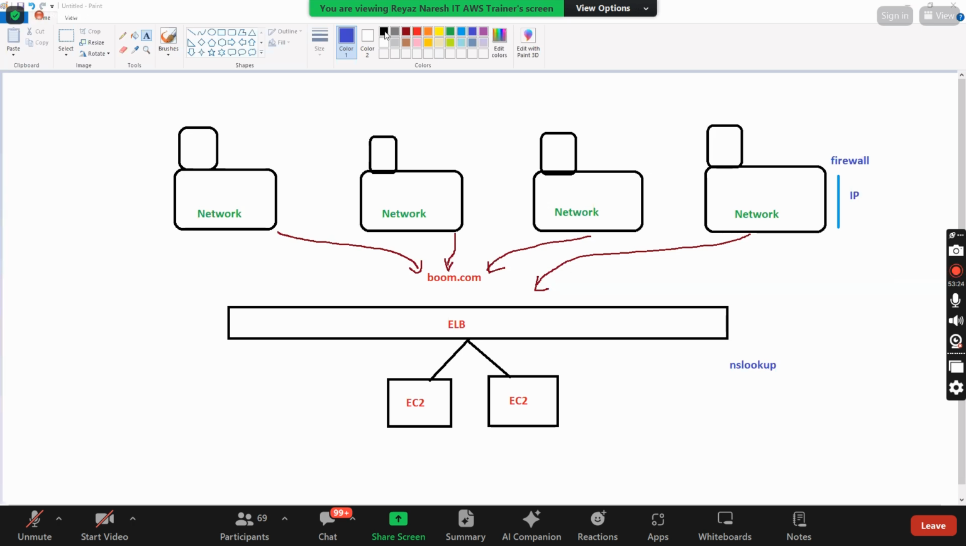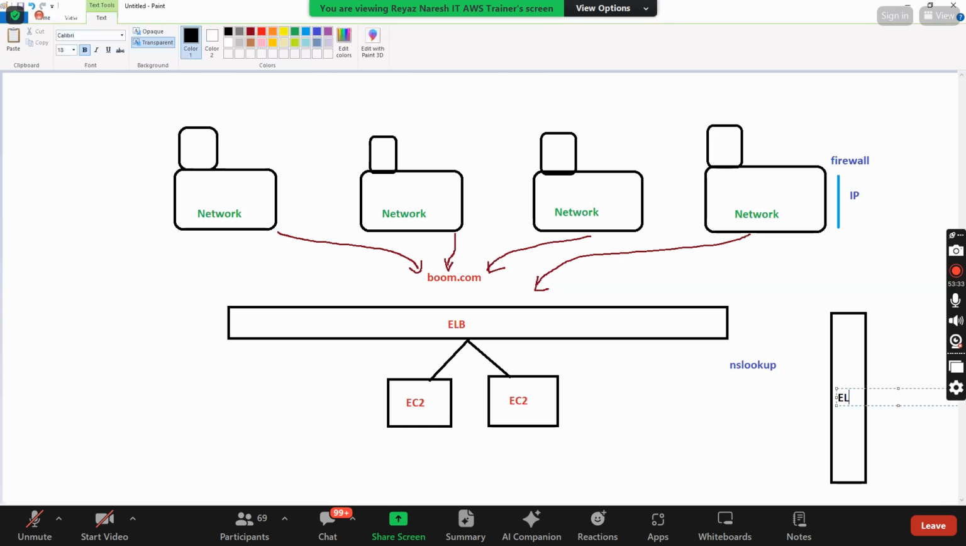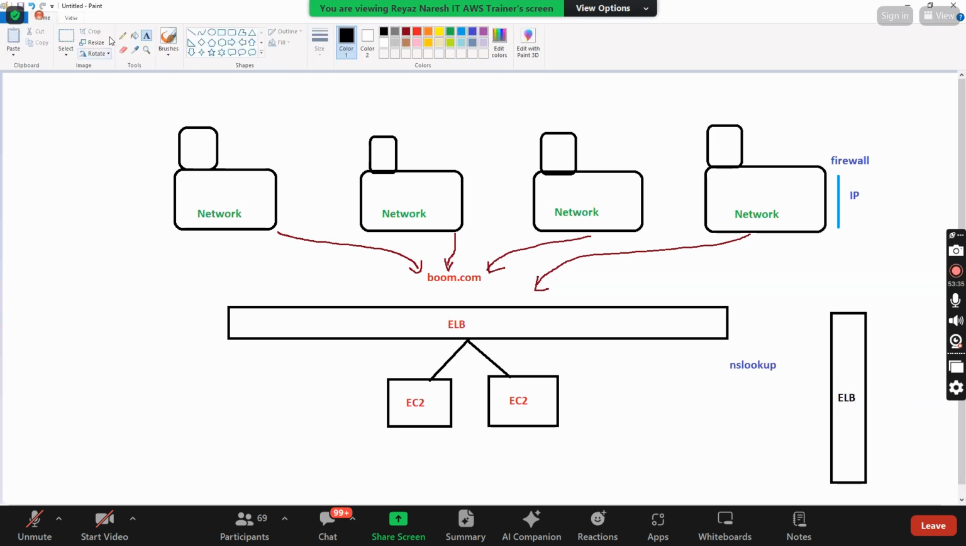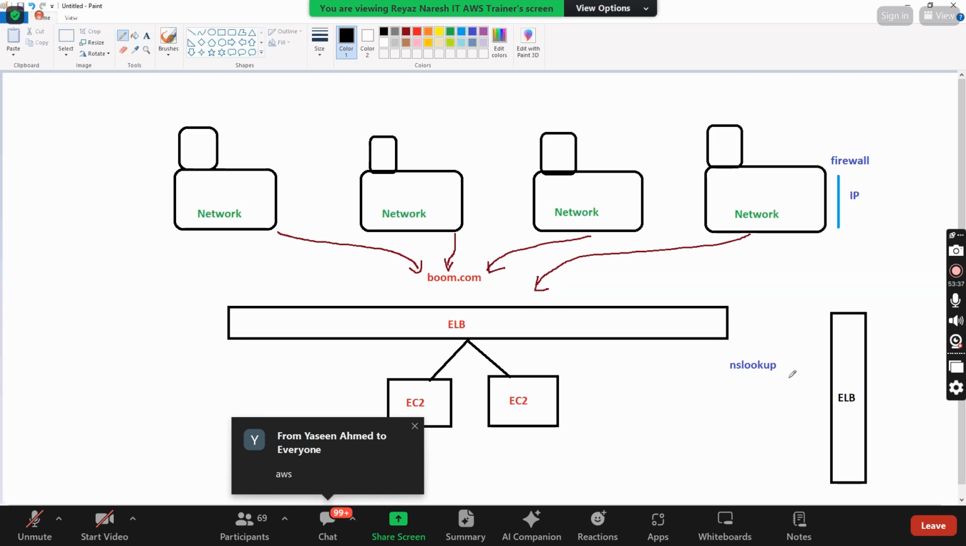Hey, Riaz, you know that we have a load balancer. Load balancer. Yes or no? ELB. Yes or no, guys? This ELB is completely managed by whom? ELB is a server or service? Service. Do I need to worry about the performance of load balancer? Do I need to worry about anything about the load balancer? It is a service, no?